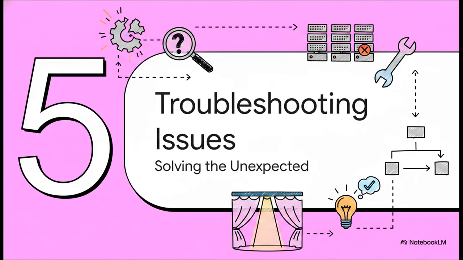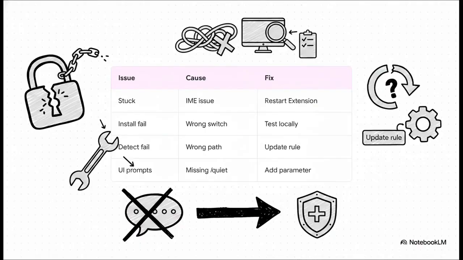Next up is Section 5, Troubleshooting Common Issues, because you always need a plan for solving the unexpected. Even with a totally flawless dress rehearsal, opening night can still bring surprises. So here are the usual suspects. If the app is stuck downloading, it's probably an IME issue. Just restart the Intune Management Extension service.